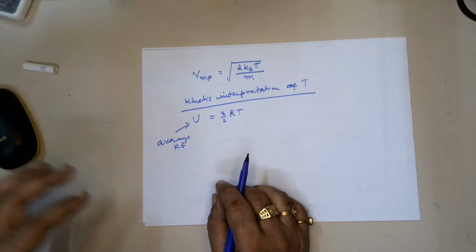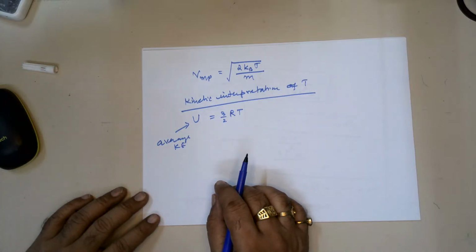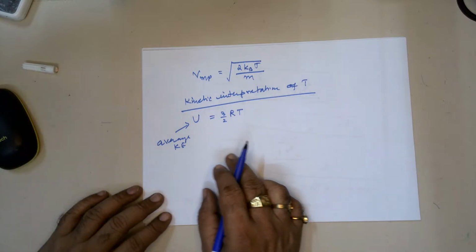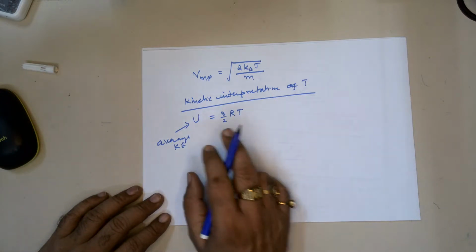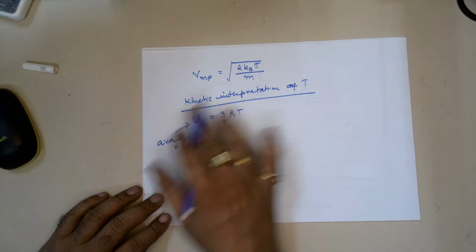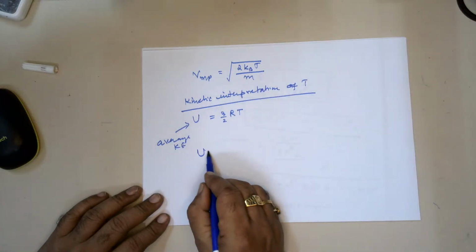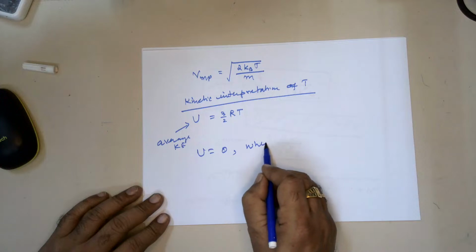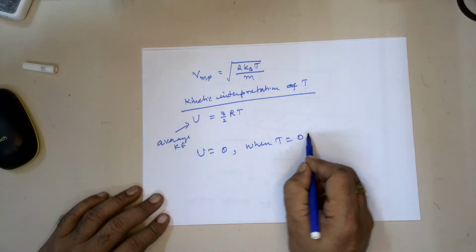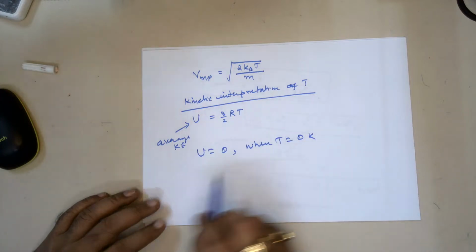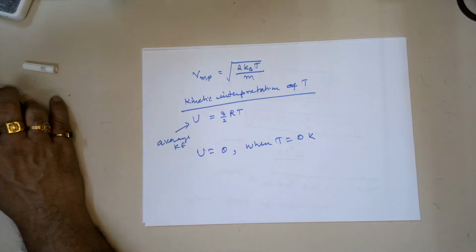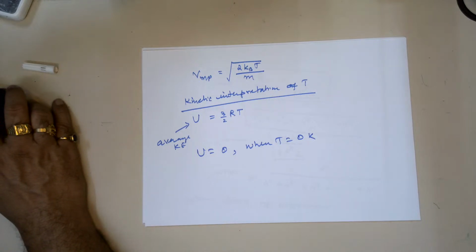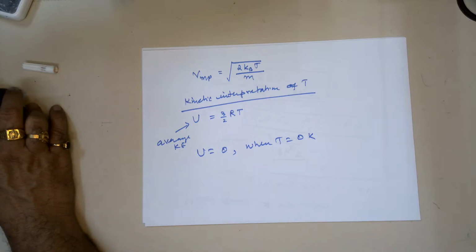So according to this interpretation, the average kinetic energy is zero when T is equal to zero. So U becomes zero at the absolute scale, that is when T is equal to 0 Kelvin, right? So the motion of the molecules ceases altogether at absolute zero. There is no movement at all. It is static.